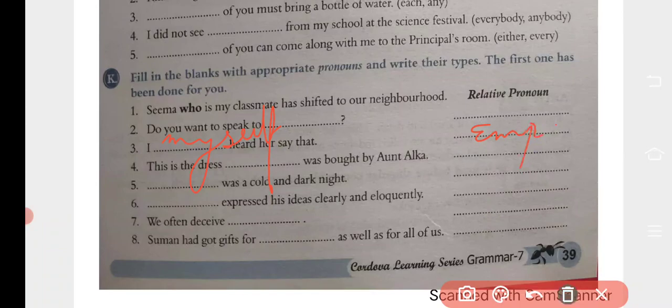Next is, this is the dress dash was bought by Aunt Alka. This is the dress, that or which you can do. So that's your choice. What do you want to do? That or which, both are the correct answers for this. And that is what? Relative. Okay, because when these types of pronouns are used to add two sentences, that works as relative pronouns.